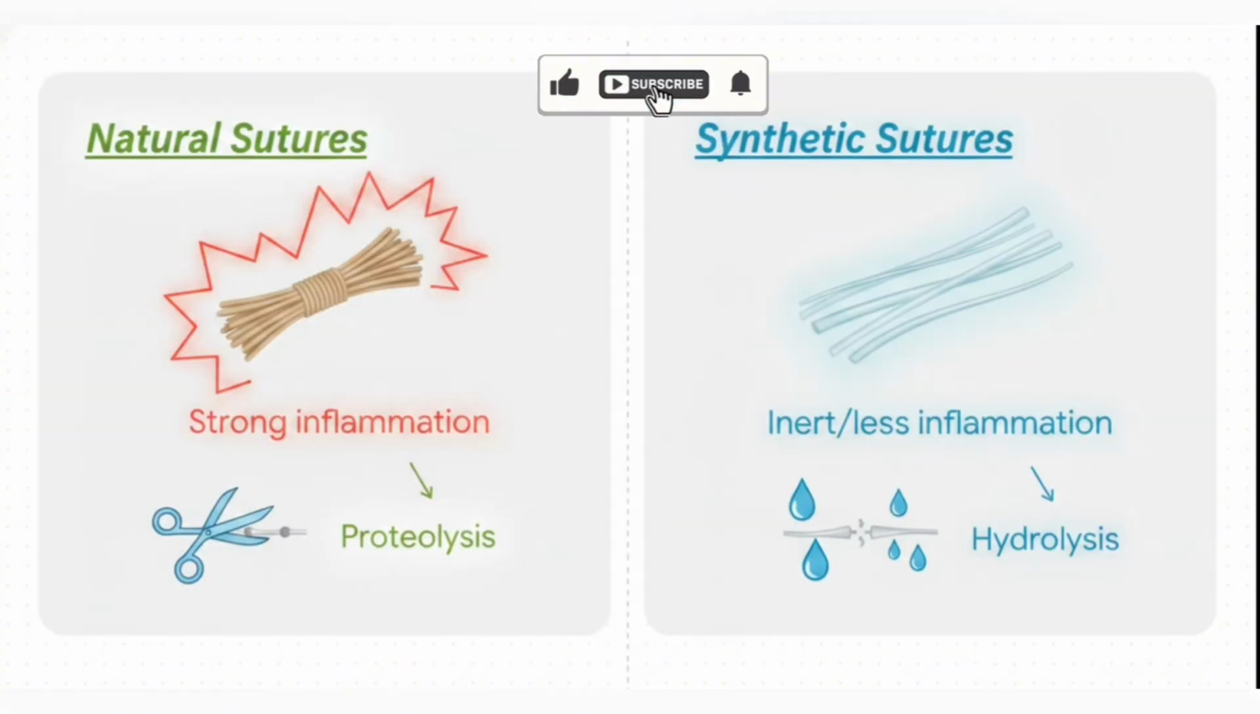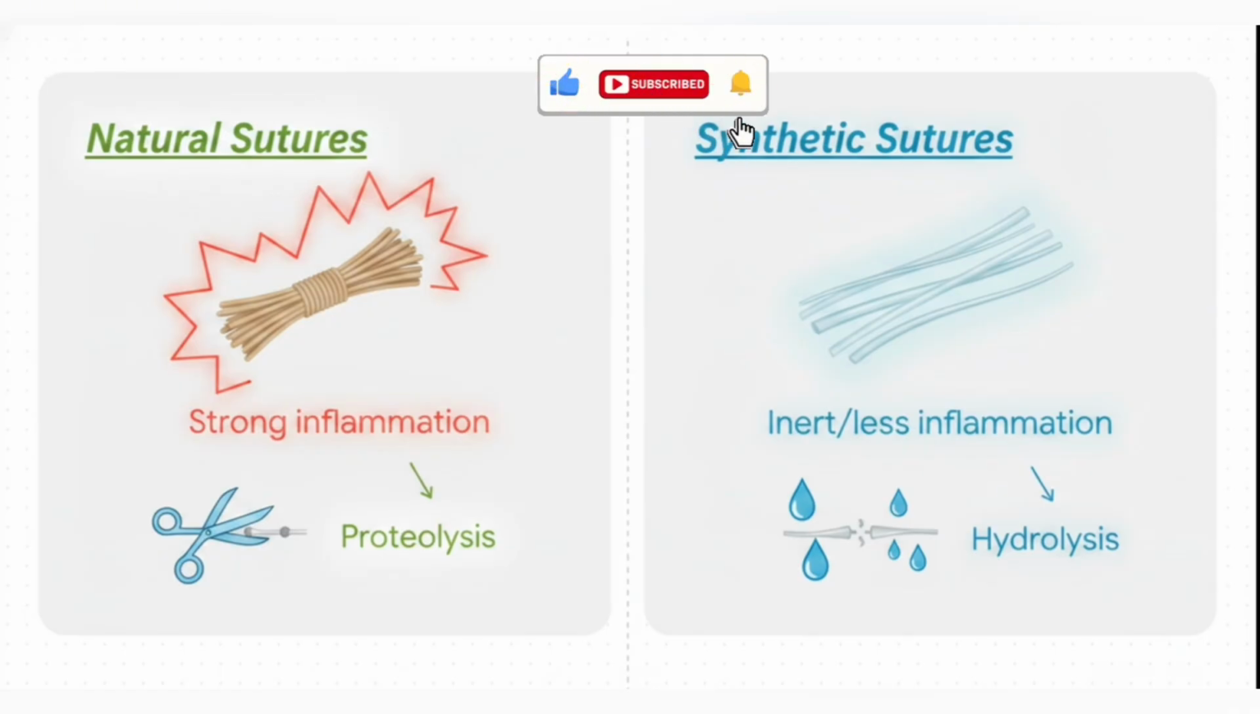Let's classify these threads fundamentally. Natural sutures, like silk and catgut, are recognized by the body as foreign objects, so they mount a pretty strong inflammatory reaction in the tissue. If they are the absorbable type, they dissolve by enzymatic proteolysis.